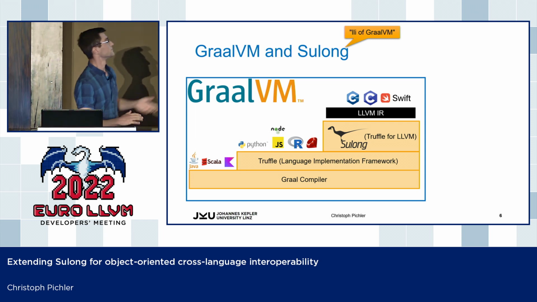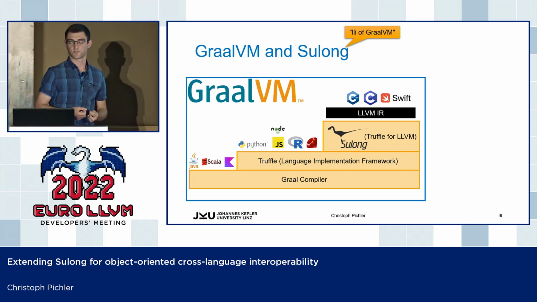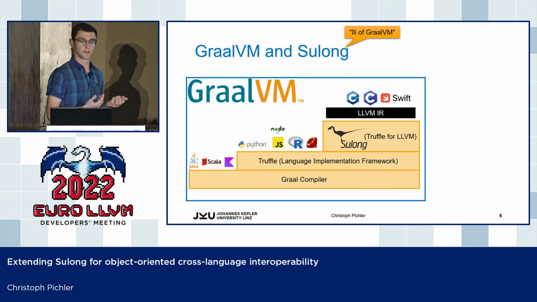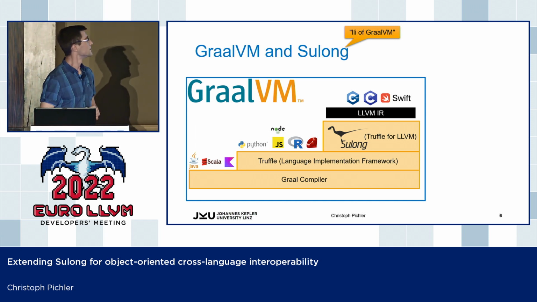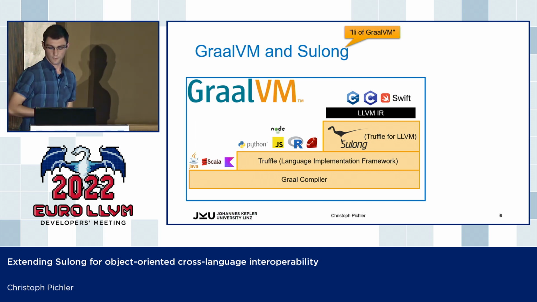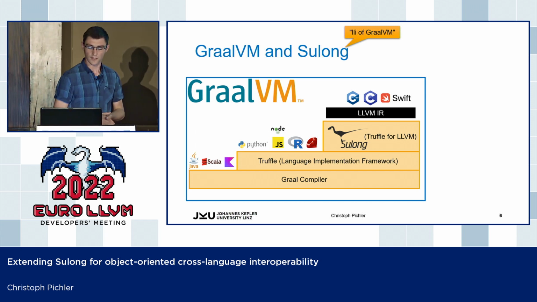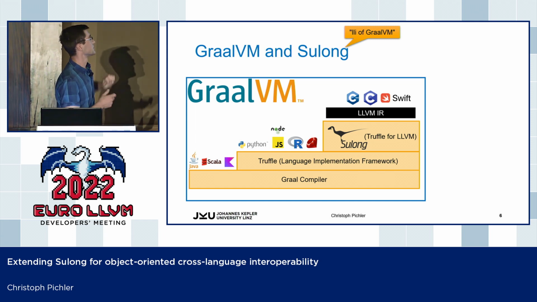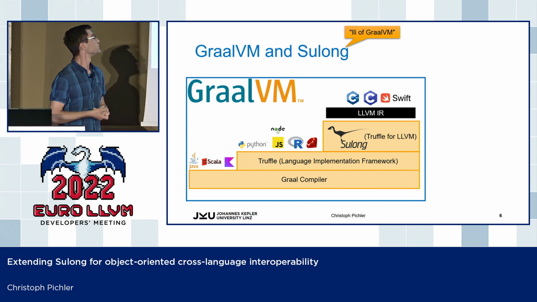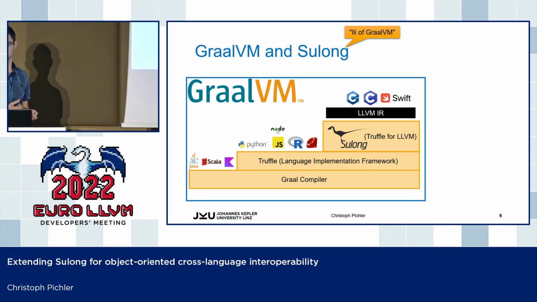And the Sulong component here on the right-hand side is the LLVM implementation for this Truffle framework. So with Sulong, you can execute LLVM bitcode. So you can think Sulong is kind of the LLI of GraalVM. Which means you have a lot of languages that can be run in one system, in one virtual machine. For LLVM currently it's C++, C, and Swift.